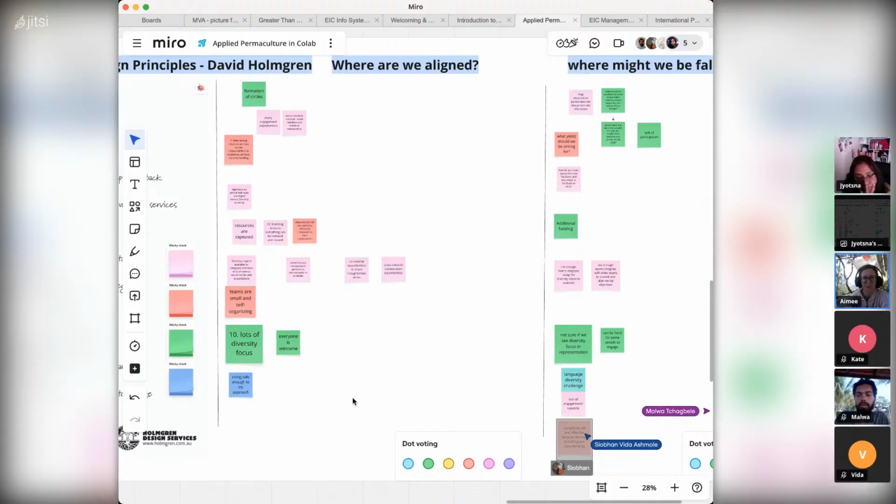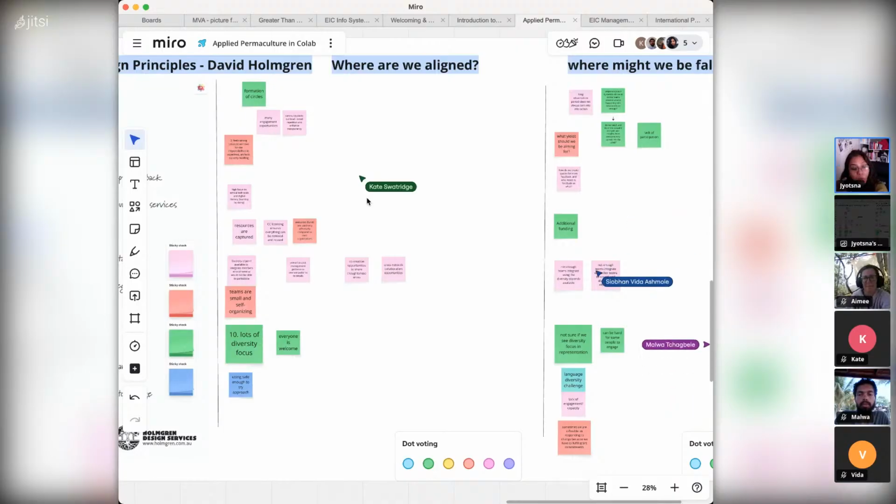So, sorry, Joe, to recap, the dots are to indicate what? Indicate on the post-its in each of the columns. So in column 1, where we are aligned, you'll have 5 dots, and you can choose which of these post-its matter to you the most. And think about why it matters to you before you put the dot on.